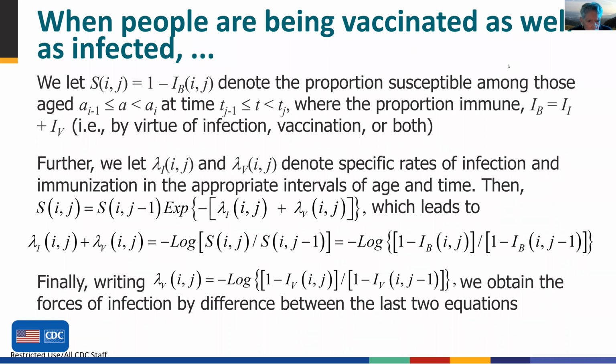And we let the lambdas denote specific rates of infection and immunization in the appropriate intervals of age and time. So then we write the proportion susceptible at age i, time t as the proportion now at the previous time times e raised to minus the forces of infection and vaccination. And that is to say the probabilities of having escaped, which leads, by rearrangement, to this expression, and then by substitution for this one. And so then finally writing the forces of vaccination the same way, we obtain the forces of infection by difference between the last two equations.